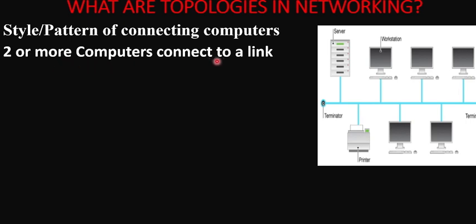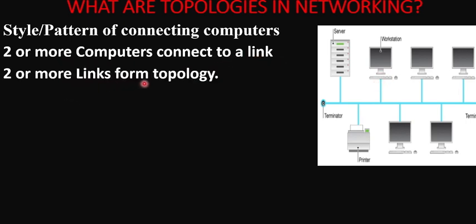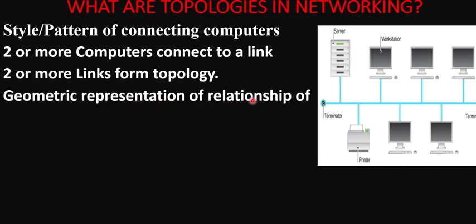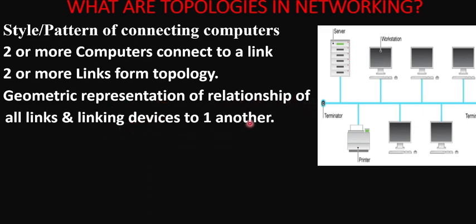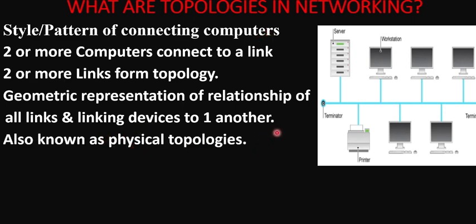So two or more computers connect to a link. To make a link we need at least 2 computers. So two or more links form a topology. It is a geometric representation of the relationship of all links and linking devices to one another. Geometrically how it looks, that is nothing but a topology. It is also known as physical topology because we can physically see how the computers are connected and using which style when you connect the computers.